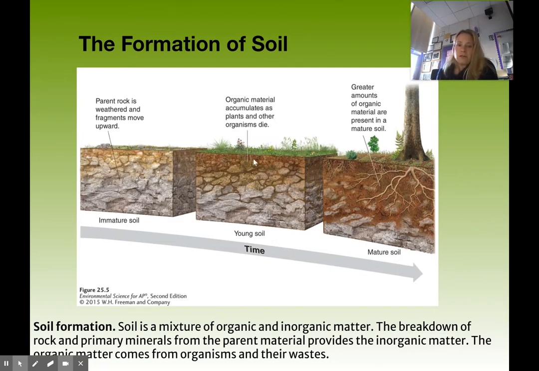And then you get to young soil. So some places, maybe along the river, there's young soil. And then mature soil, this would be in well-established areas. The Midwest is a really good example of mature soil. So that's how soil forms, and this is over thousands and thousands of years. It takes over 1,000 years to form 1 inch of soil. So soil is pretty important and something that we need to make sure we conserve.